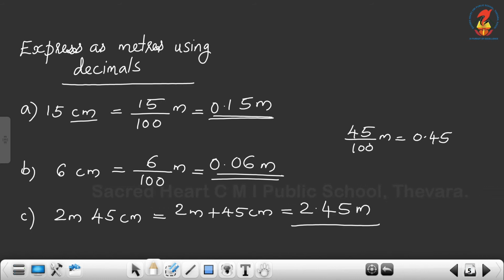Therefore 2 meters 45 centimeter means 2 will be in the whole number part, then 45 centimeter you have to change, that is 0.45. So 2 plus 0.45, that is the meaning. 2 plus 0.45 means it is 2.45 meters. After learning the addition, it will be very clear to you. So 2 plus 0.45 means 2.45 meters.